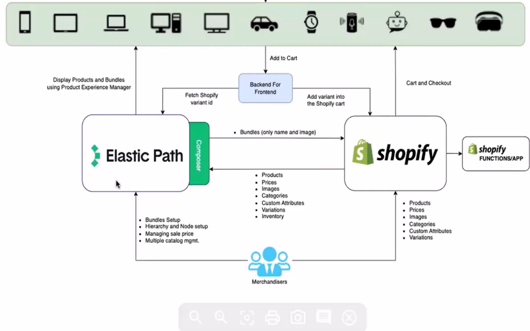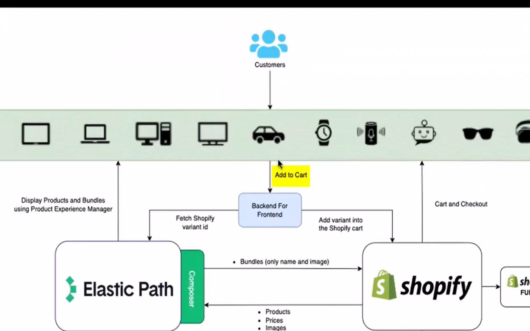Once the catalog data exists in Elastic Path, your merchandisers are able to create bundles from those standard products, create the hierarchy and the nodes, manage the sale price, and manage multiple catalogs for different channels. Once a bundle is created in Elastic Path, we will sync those bundles into Shopify. Only the name and images will be copied from Elastic Path to Shopify, because we want bundles to be available in the cart and checkout in Shopify as well.